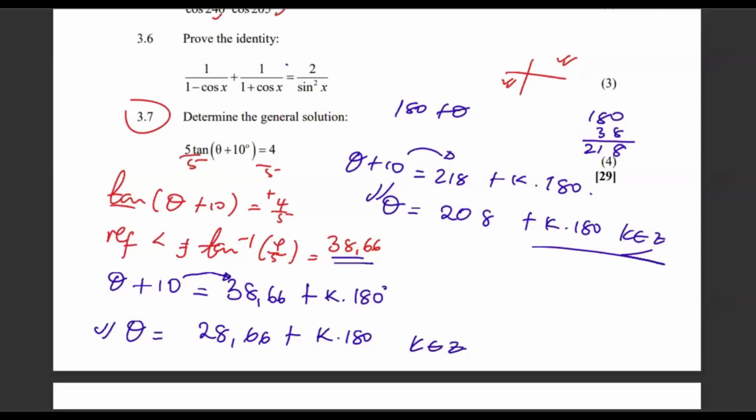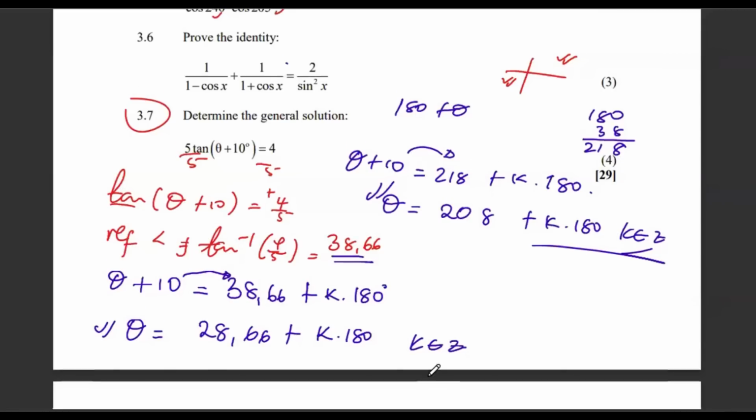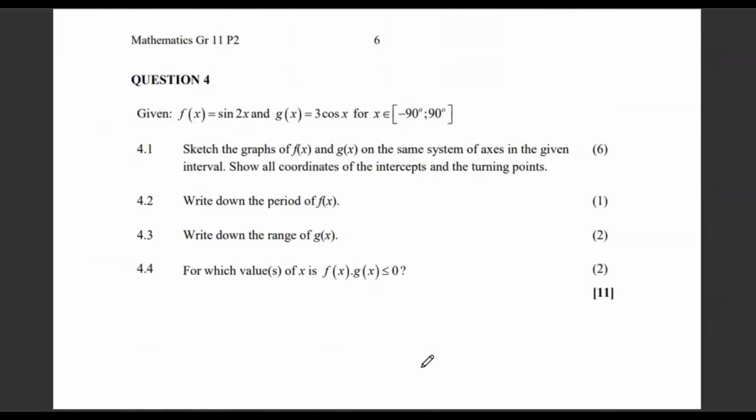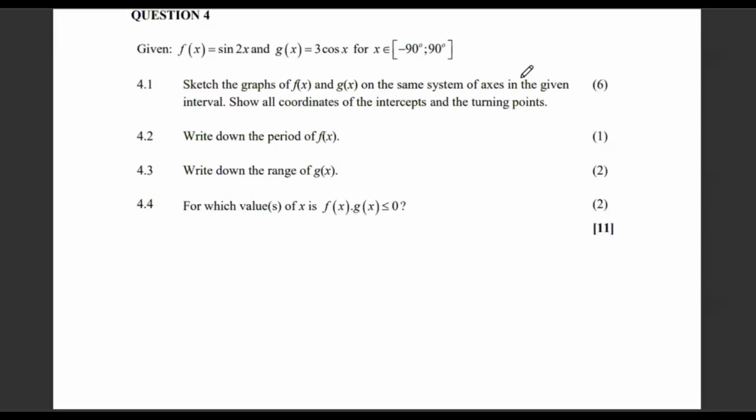Then we move on to question number 4, which is the trig function, trig graphs. If you're given f of x as sine 2x and g of x is 3 cos x, for x between -90 and a positive 90, sketch the graphs on the same set of axes. Show the coordinates of the intercepts and the turning points.